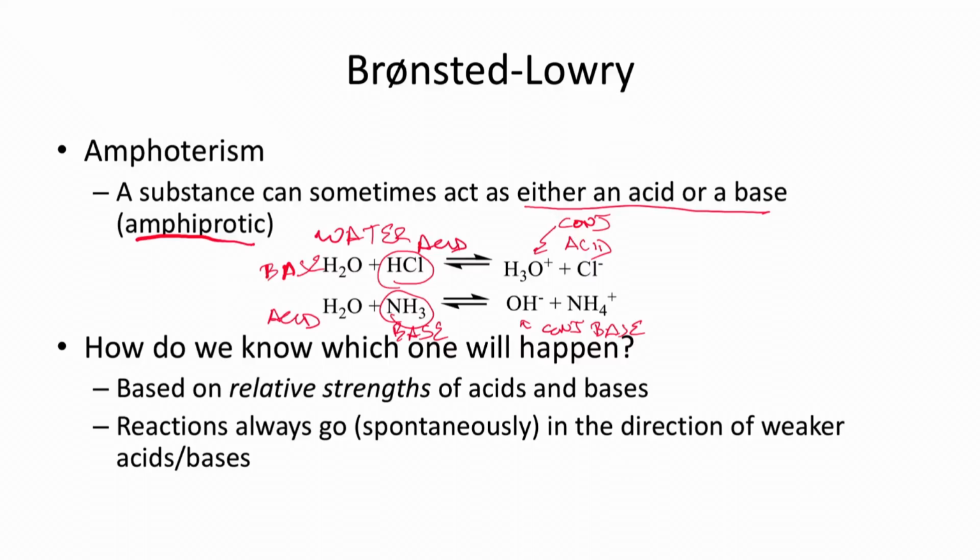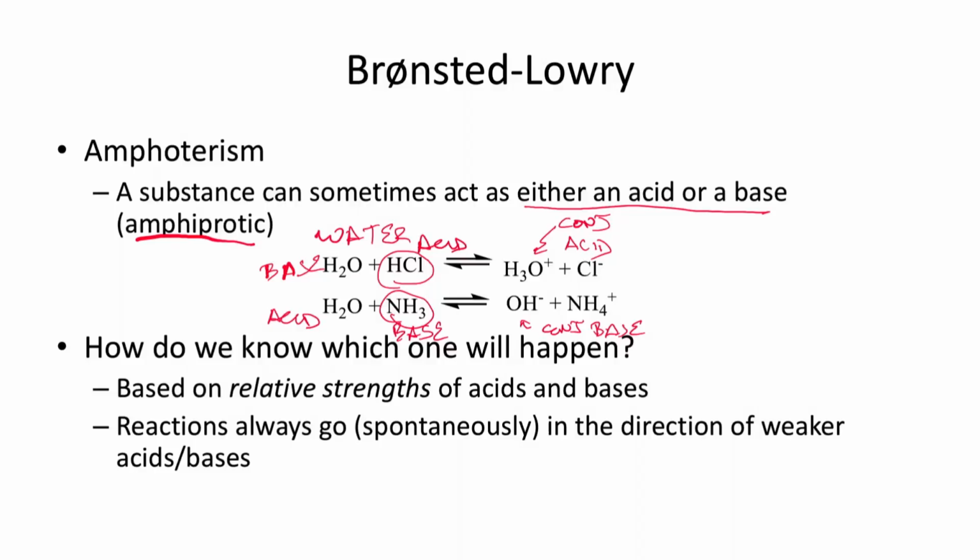So if it can act as either an acid or a base, how do I know what's going to happen? Well, the short answer is it depends. Sometimes it can be an acid, sometimes it can be a base. You have to compare who else is in that equation, and look at relative strengths of the acids or the bases to each other. The bottom line is reactions will always go, at least spontaneously, in the direction of the weaker acid or base, and so you always tend to go from strong acids or bases to weaker acids or bases.